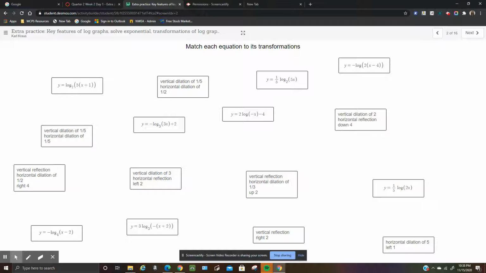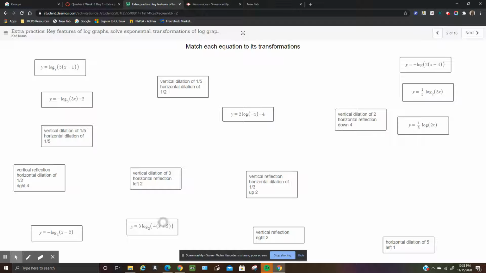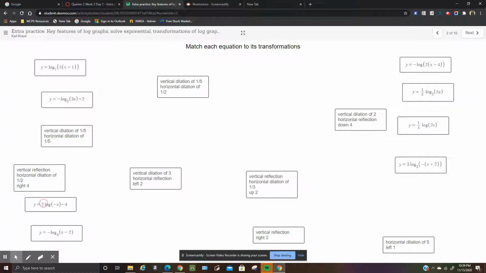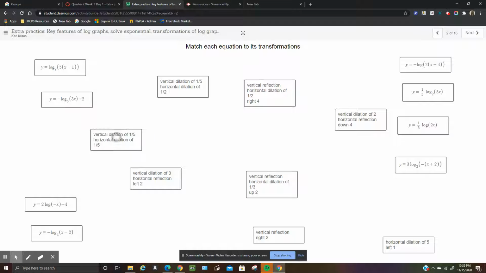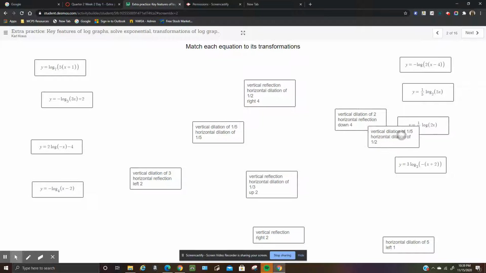So let's move all the equations to one side and the sayings in the middle, sort of. All right, so now we got these all moved around here. So vertical dilation of 1/5. You want to look for a 1/5 in front. Okay, here's one. And a horizontal dilation of 1/2. So that's the reciprocal that goes with this one.